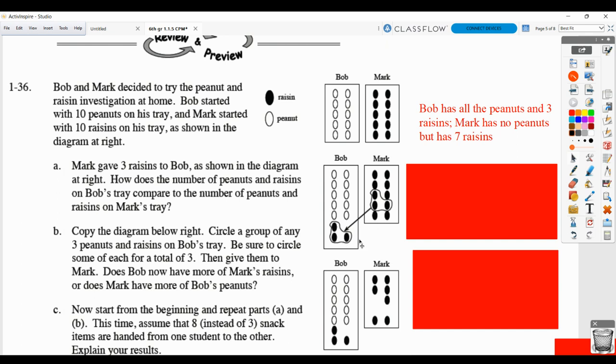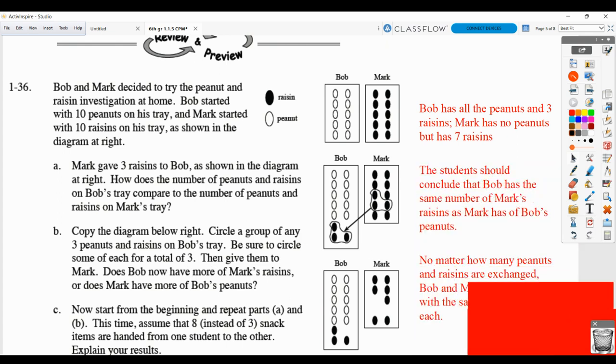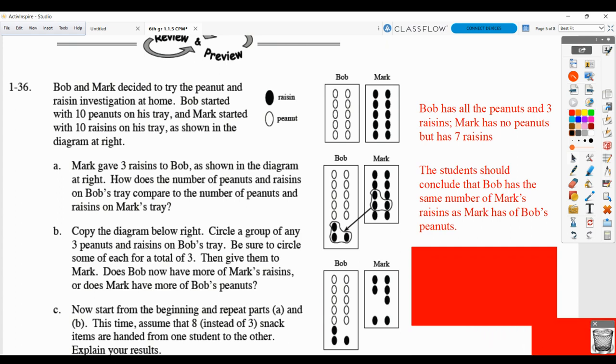Now, you could circle the 3 raisins again. You could circle 3 peanuts. You could circle a combination of peanuts and raisins. But what they want to know is, does Bob now have more of Mark's raisins, or does Mark have more of Bob's peanuts? Now, do not copy what I have here, because this is just what CPM is saying in terms of understanding what we're looking for. They want you to recognize that Bob should have the same number of Mark's raisins as Mark has of Bob's peanuts. But again, be specific.